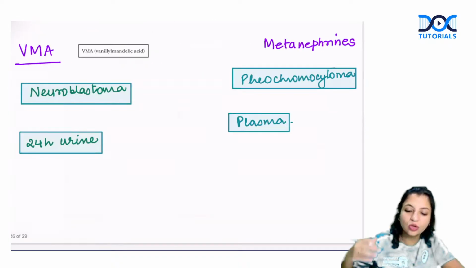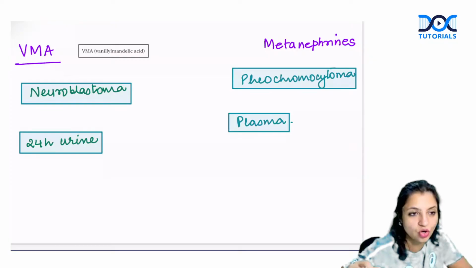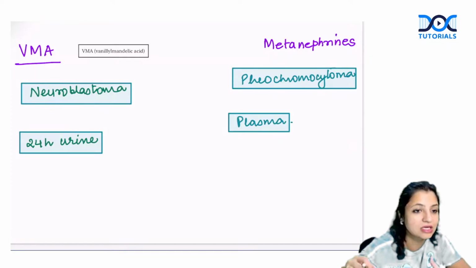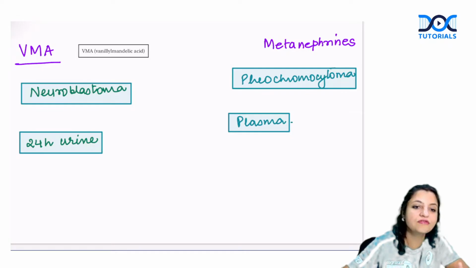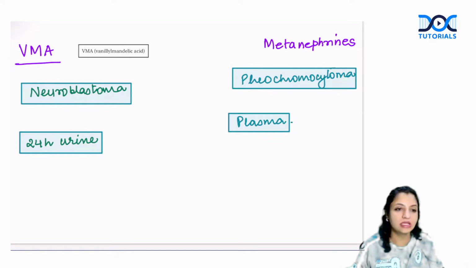Okay. Apart from that, there are two markers which are very, very important that they ask you again and again. One is VMA, that is vanillylmandelic acid. This is very positive in neuroblastoma and it is detected in urine. So 24-hour urine samples are used for it. Whereas metanephrines are basically MP. It's positive in pheochromocytoma and you have to detect them in plasma.